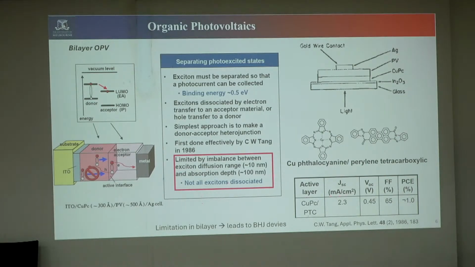It gets dissociated. If it does not reach the donor-acceptor junction, it will recombine and the energy will be wasted, because the charge cannot be separated. So the exciton cannot be dissociated to separate the charges. Then it's wasted energy actually. So this is a simple mechanism. We will go into detail.